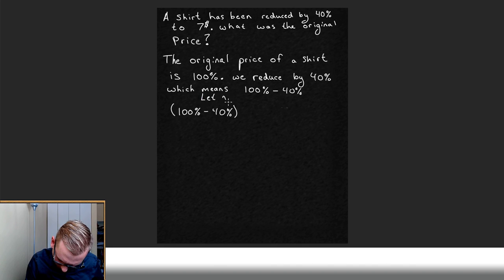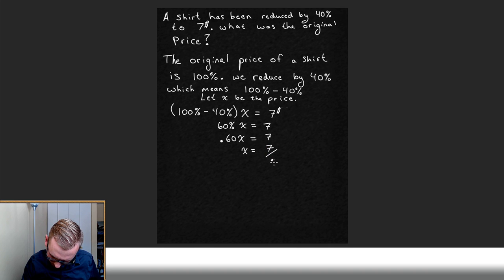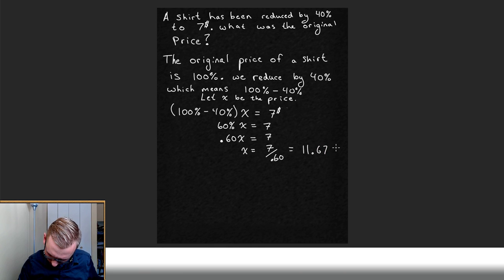We have to let x be the price times x is equal to $7. 60% of x is equal to 7, which means x equals, I don't like having so many lines, 0.60x equals 7, x equals 7 over 0.6, which equals, what did we say? 11.67. $11.67 times 60% is 7.002.